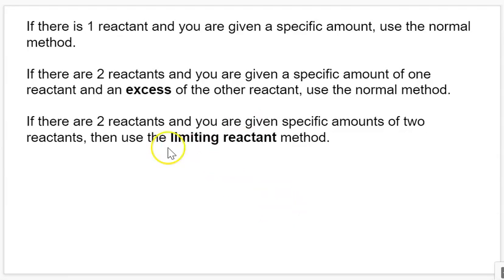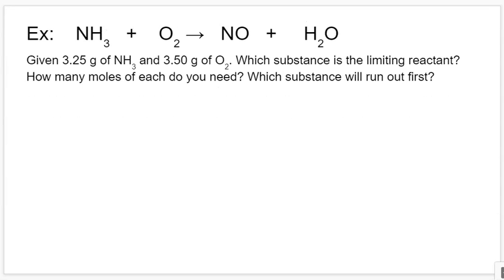However, if there are two reactants and you're given specific amounts of both of them, that is definitely a limiting reactant problem, and you're going to have to do some extra steps in order to determine which of the two reactants is going to be limiting and which one is going to control how much product you can make. So let's look at an example of that.